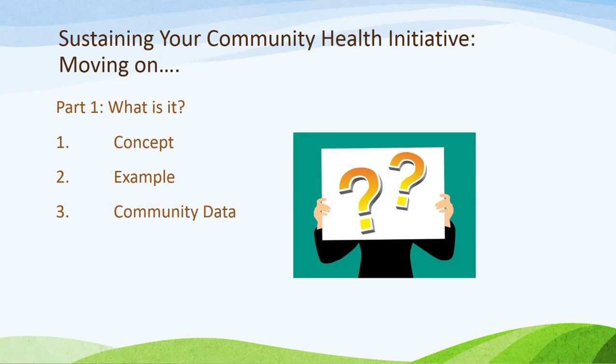So we've come to the end of part 1, Sustaining Your Community Health Initiative. What is it? At this point, you should understand the concept of sustainability and building a lasting impact, have learned from the example of Banff Trail Community Garden in Calgary, and looked at how to use some of the community data that's available on the albertapreventscancer.ca website to inform your own health initiative. Next up, part 2, pitfalls and possibilities.